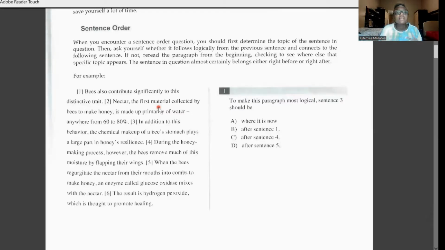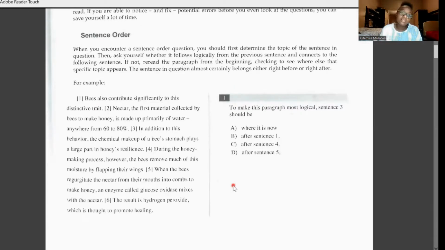Same thing with relevance. Look at the sentence before. Does it actually contain part of what is being said in sentence 3? If it's not, check after sentence 1. So you look at sentence 1. Does it actually have part of the sentence? And like I said, it's not about it sounding correct. It's supposed to have the same idea.